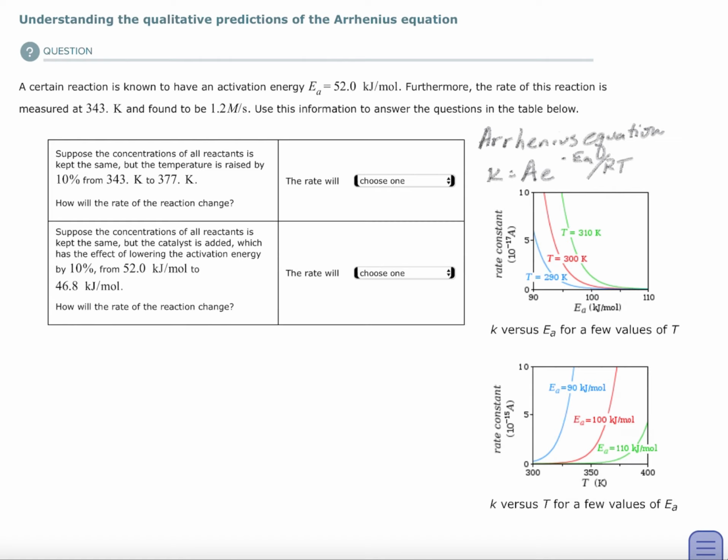I hope that made some sense. Because it's not a linear curve, the relationship is exponential. They'll go up and down together, but the rate will go up more than the temperature will.